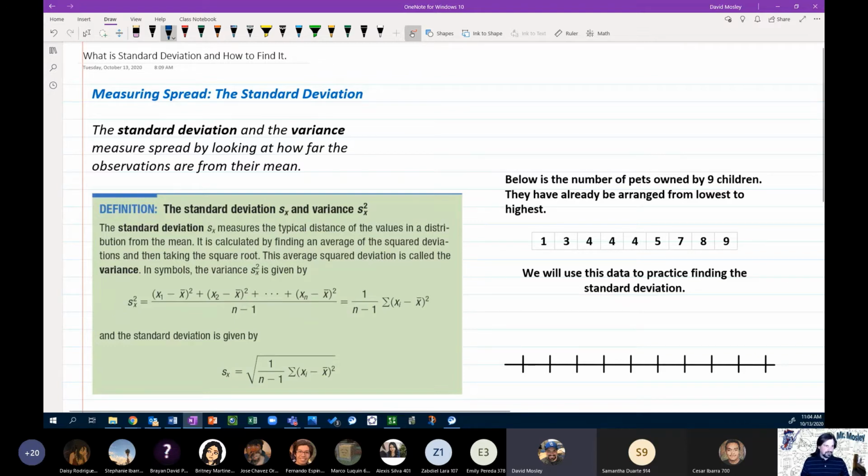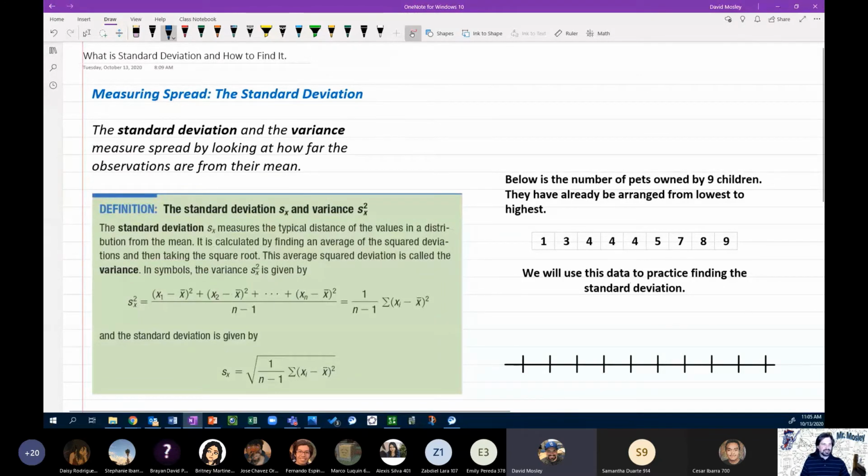Right? So here's our definition with a just terrible looking pair of equations, but we'll dissect these, we'll know exactly what they mean. So the standard deviation, S sub x, and variance, S sub x squared. Right? Standard deviation, S sub x, measures the typical distance of the values in a distribution from the mean. Right? The typical distance. Usually when you see that word typical in statistics, you're thinking average distance.